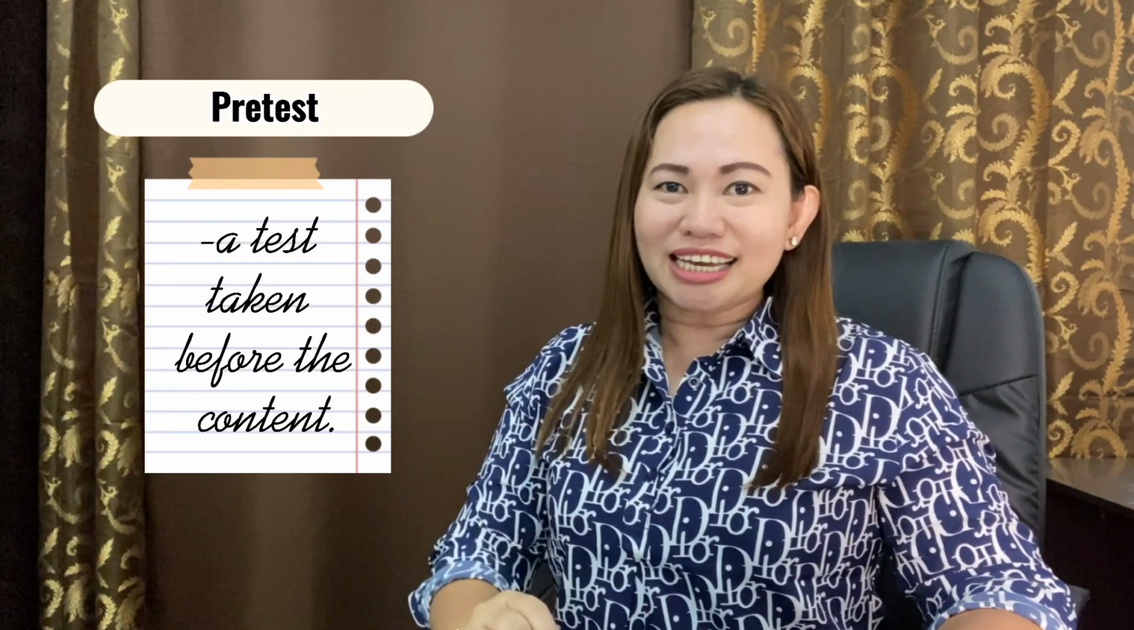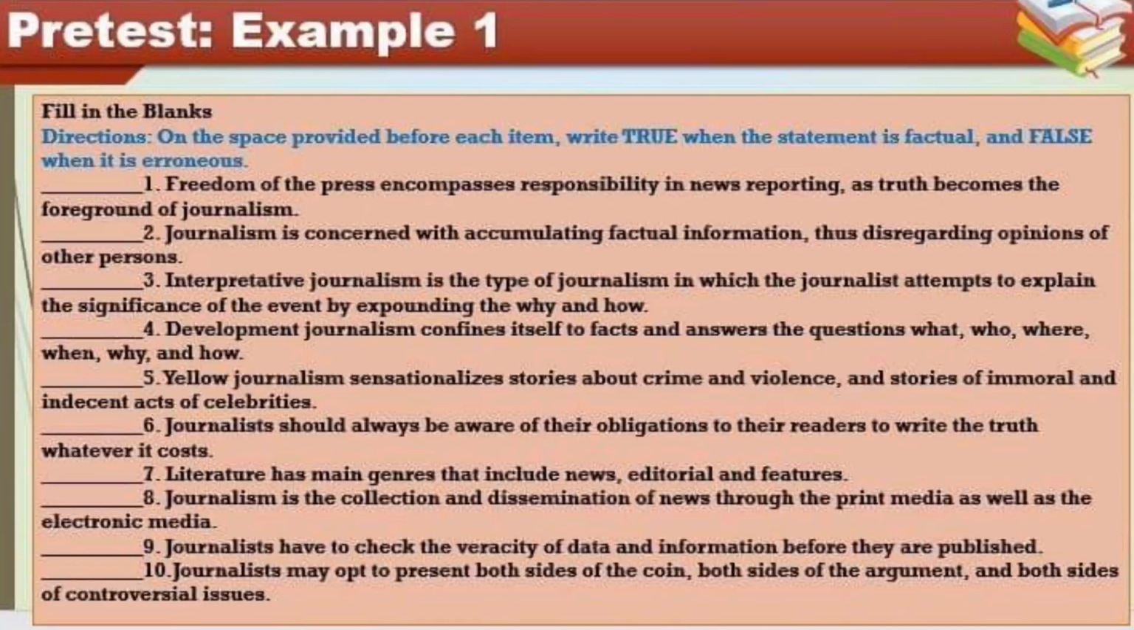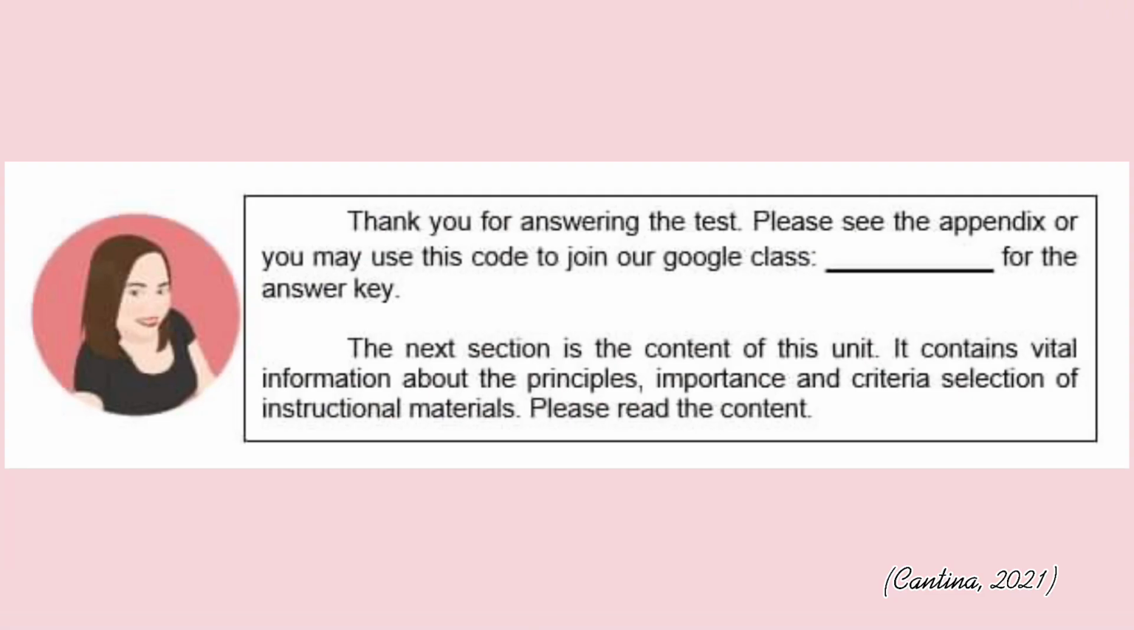Then after writing the learning outcomes, write the pre-test. A pre-test is the test taken before the content. It is well structured and is appropriate for students' learning. These are the examples of pre-test. After this section, add feedback. The next section is the content.